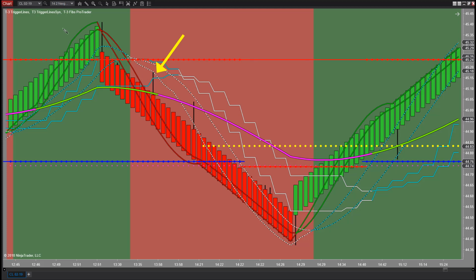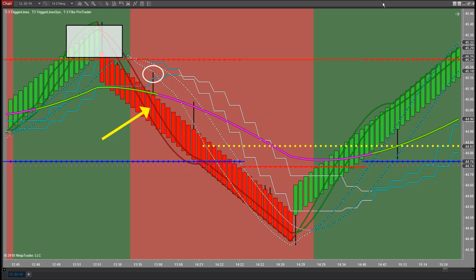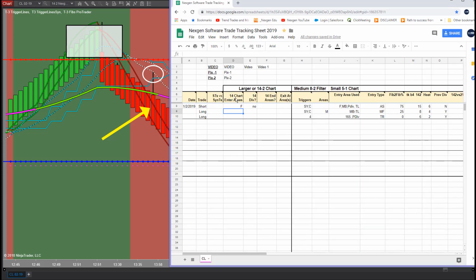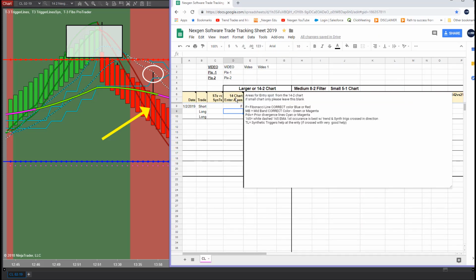And again, remember what we talked about? Why did the market turn here? It turned because of Fibonacci resistance. Then why were we waiting for the trigger lines to transition and have two of them down? So again, during this pullback, you're looking for either the bottom of trigger lines, synthetic trigger lines, or more importantly, probably fibs and mid bands from your smaller chart here. So again, when you're tracking your trades, this would be no area, so just leave it blank.